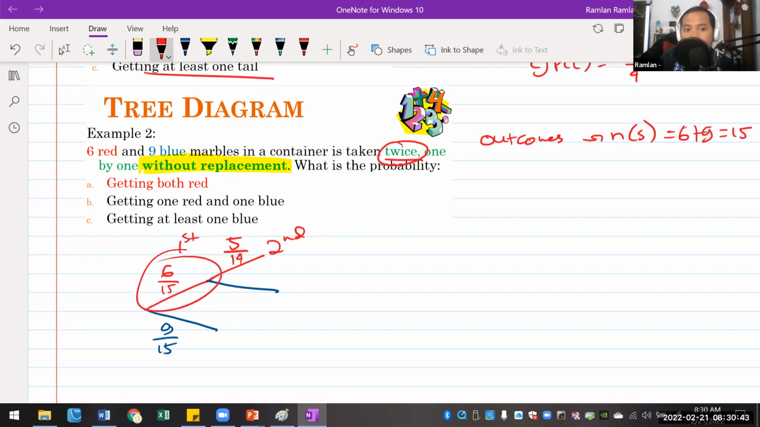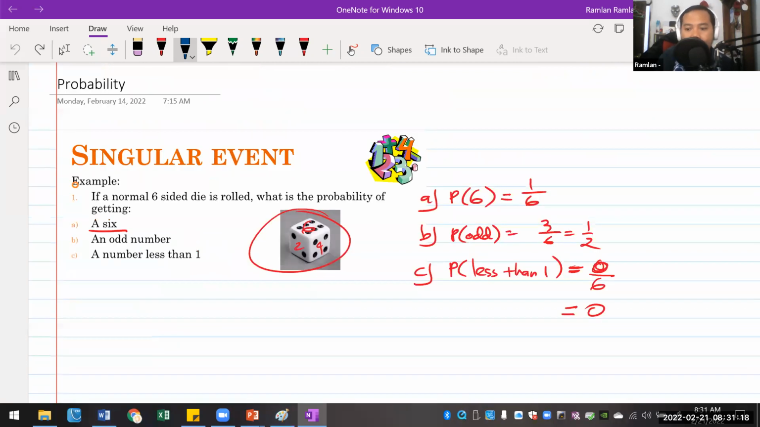The same thing here, guys. Again, you focus on this branch. As for the blue one, it's still over 14 because we have taken 1 marble. I'm going to put it here. Sorry, it should be blue. But in this branch, the blue hasn't been taken yet, so it's still 9. You still have 9 blue marbles inside the container, so you get 9 out of 14 because you have already taken 1 marble.